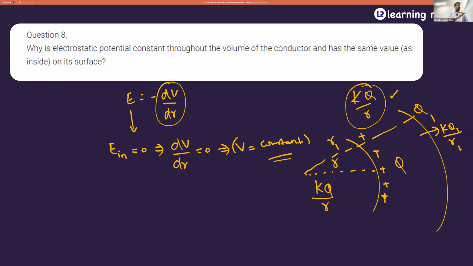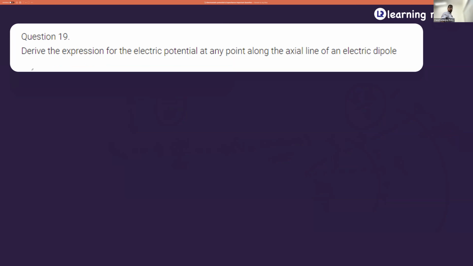So is this point clear? So this is the meaning of the statement. Electrostatic potential is constant throughout the volume of the conductor and has the same value as whom? As the value that is present inside. So on the surface and inside, it has the same value. Okay. So this is the one which is given. Next.